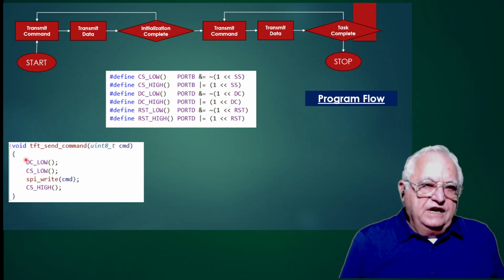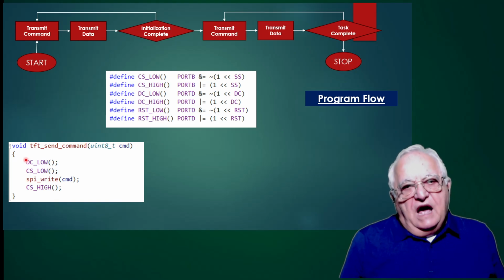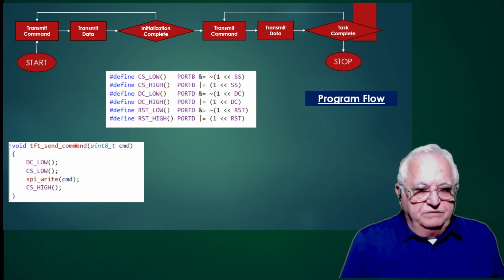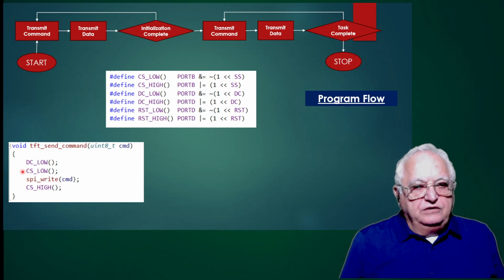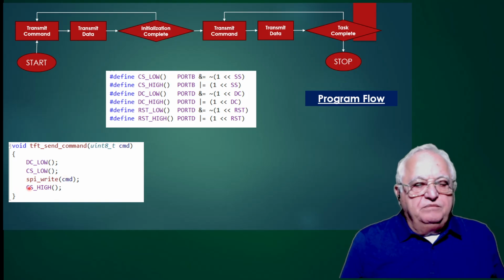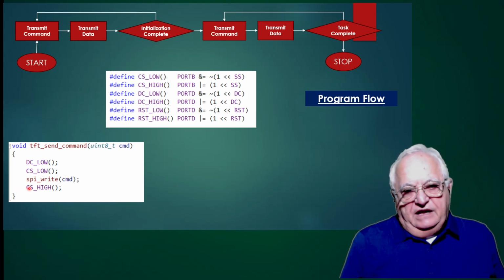Now don't forget that this is a serial SPI interface. So I go in and I say data command goes low, so that means I'm sending a command. Then chip select goes low, that means that I'm selecting the chip. And the next thing follows the command that comes through to the routine. And then once I send my command, I disconnect by setting chip select high.